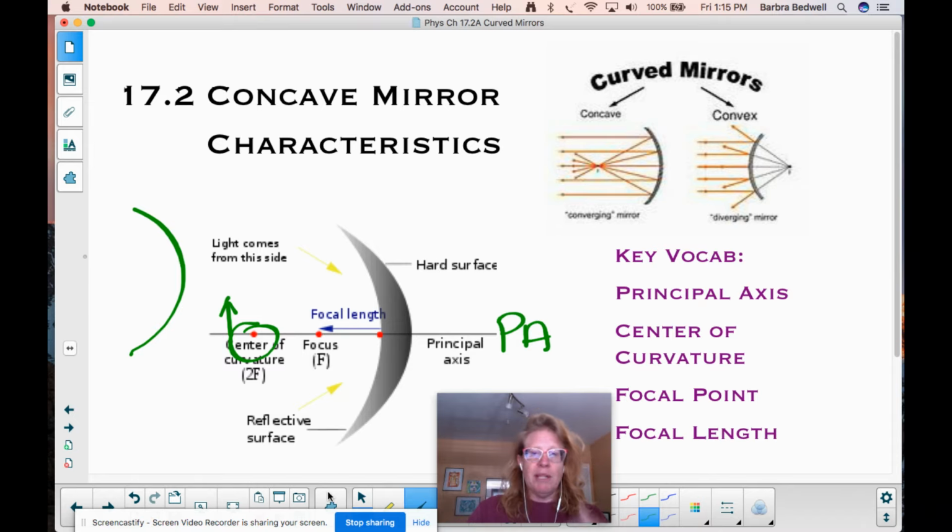And those could all be different principal axes. We're only going to draw one. Just the horizontal one is the one that we will draw. Center of curvature is literally that. This is the middle of the circle.